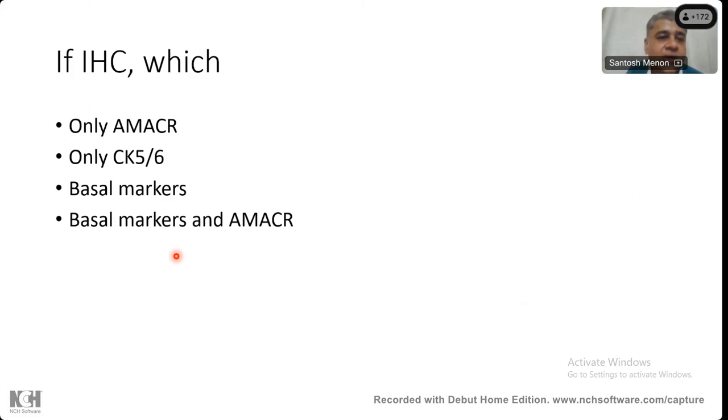Srinivas, if you have only one IHC in your armamentarium, which would you want to have? P63 along with AMACR. I'm giving you only one option. You have only some limited money. What do you want to buy? Somebody is saying PIN-4. Very nice.